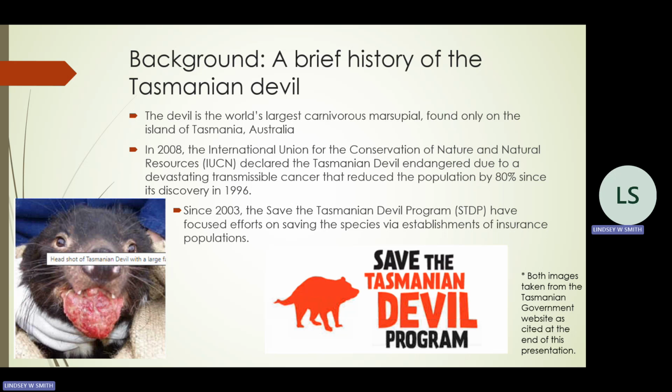Beginning in 2003, the Save the Tasmanian Devil program has been tirelessly trying to conserve the species by managing what they called insurance populations. In short, these populations represent different genetic lines, and they're housed in intensive captive locations, as well as free-range enclosures.